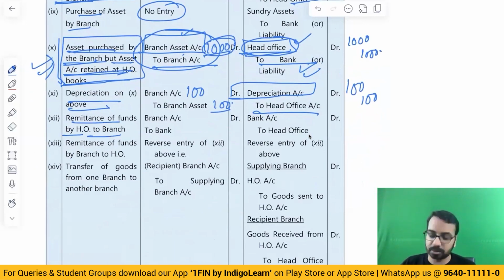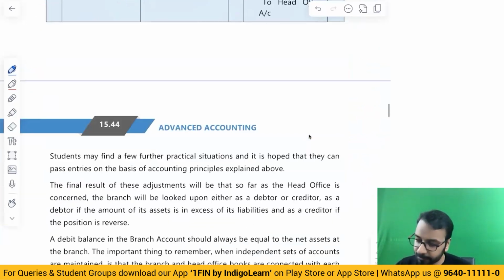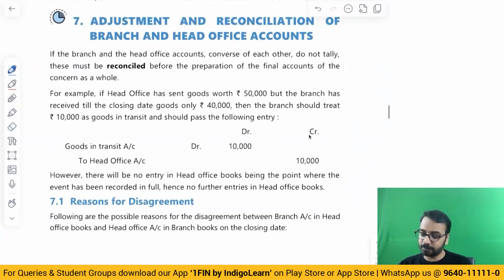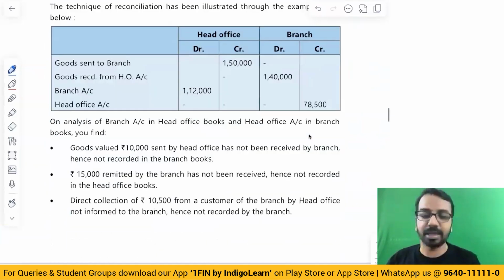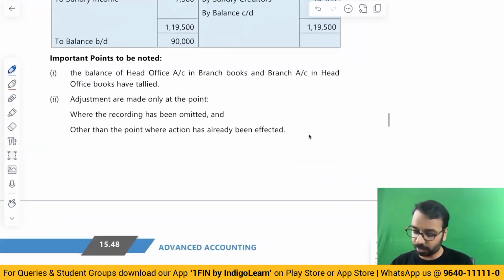Remittances by head office to branch: if I have paid the money, branch to bank. Transfer of goods from one branch to another is generally not tested, but still, if I'm transferring from one branch account to another branch account, debit the receiver, credit the giver. So these are some entries. Reconciliation items will come when we solve the questions directly. There is nothing specific for us to understand.